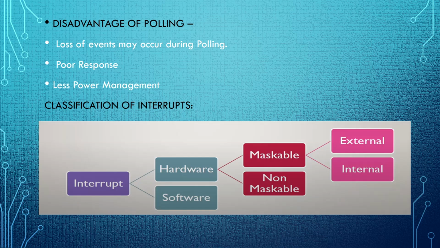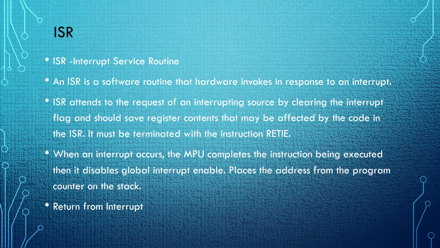Our hardware interrupts are further divided into maskable and non-maskable. Maskable interrupts are divided into two types: external interrupt and internal interrupt. This is the classification of the interrupts. And next, ISR. ISR means interrupt service routine.